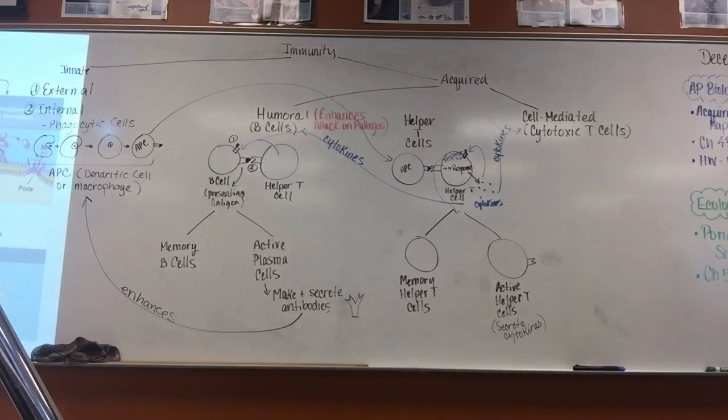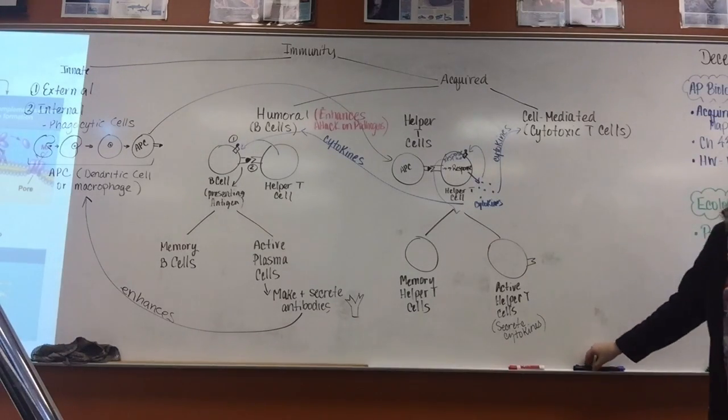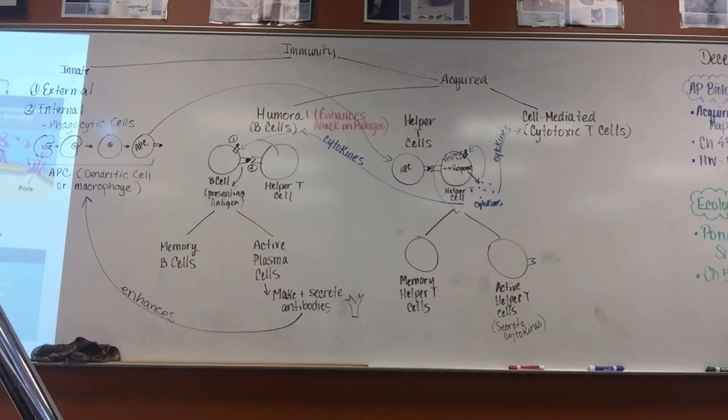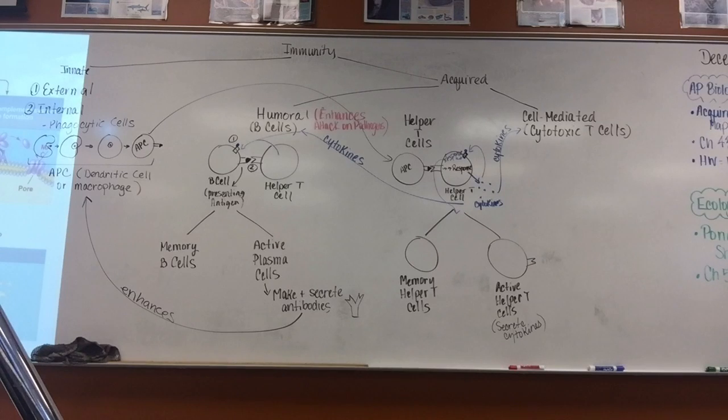All right. And that is the humoral or B cells, the MVP. So then we have one part left here, the cell-mediated or cytotoxic T cells. The cytotoxic T cells are also stimulated and activated by the helper T cells and the cytokines. So let's go to this picture here.